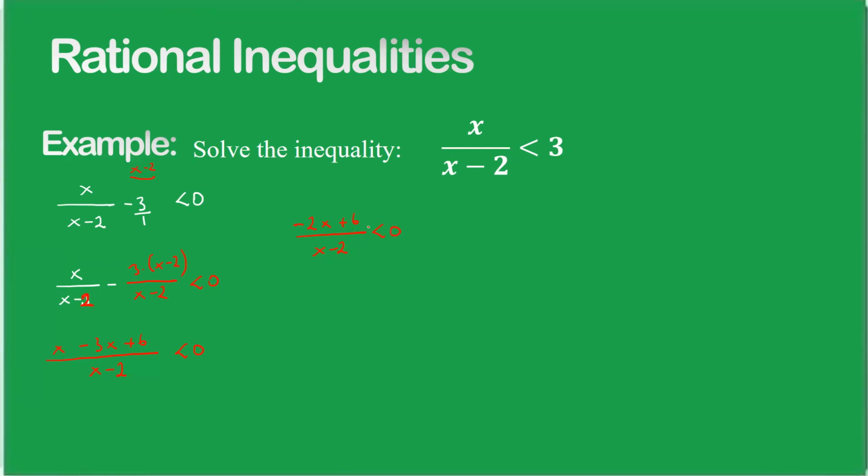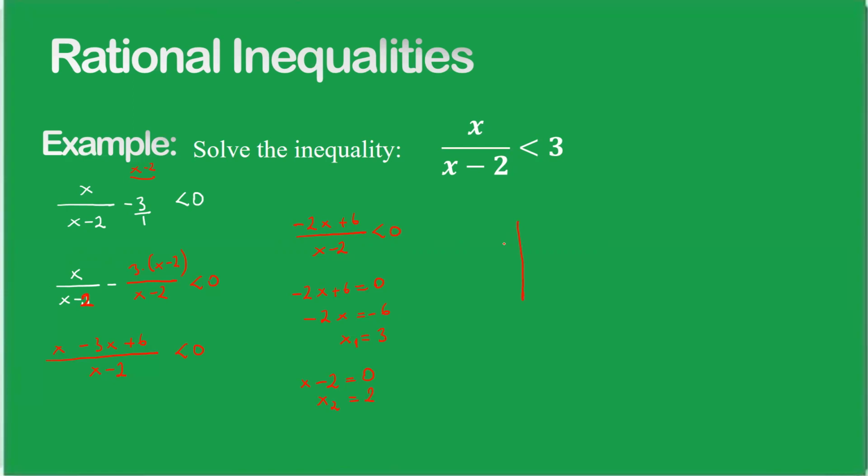Okay, now it is a normal rational inequality. Then let's find out the critical points. Minus 2x plus 6 is 0, then minus 2x is equal to minus 6, and if you divide by negative 2, x becomes 3. So this is x1. What about x2? x minus 2 is 0, and x2 is 2. Okay, these are our critical points.